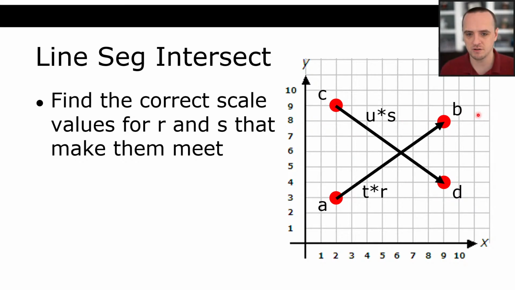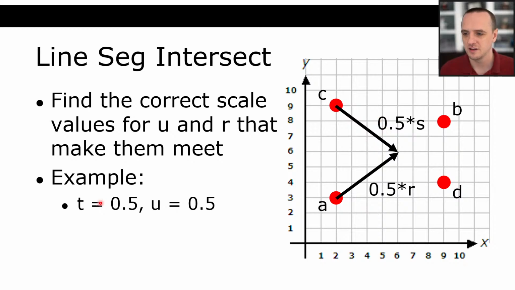So in this example here, if I take T and U to both be 0.5, then you'll see that both of these vectors point to the same location. So they'll both meet at the exact same point. So that's what we're going to be trying to do. This is how we are going to calculate line segment intersection. If we can find the scalar values for U and T that make S and R point to the exact same spot, so they meet in the environment, then that is where our line segments intersect.